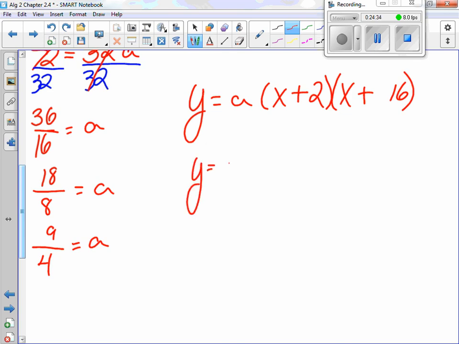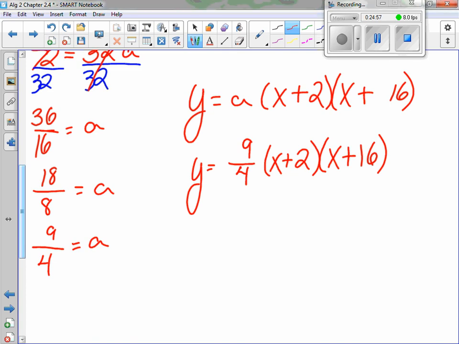So what is our equation? y equals 9/4 times (x plus 2) times (x plus 16). We could make it a mixed number, but that wouldn't make it any easier to solve or simplify. So we leave it as an improper fraction, because this is fine as an improper fraction.